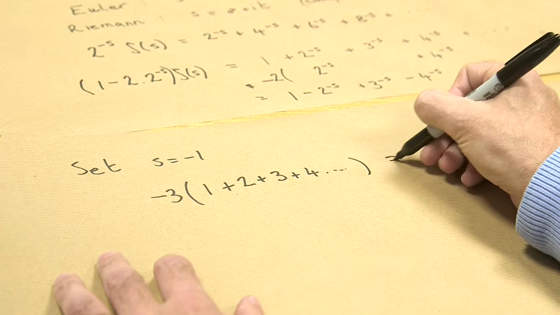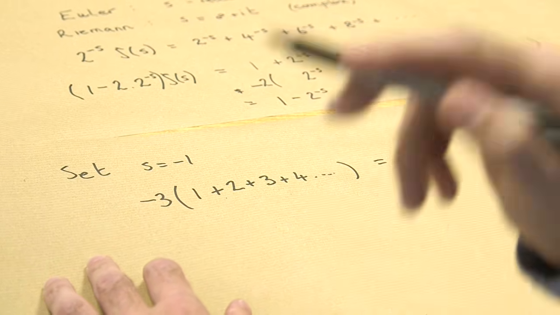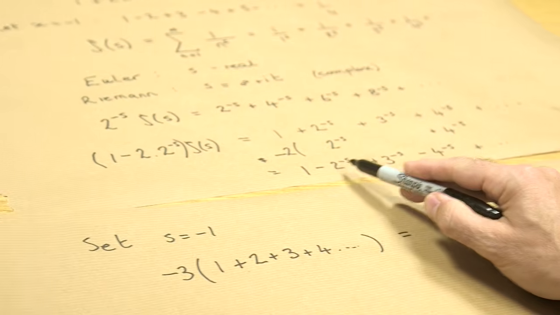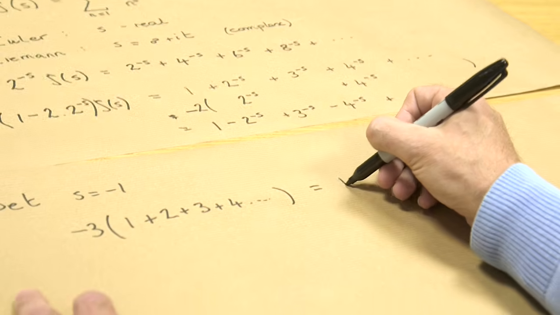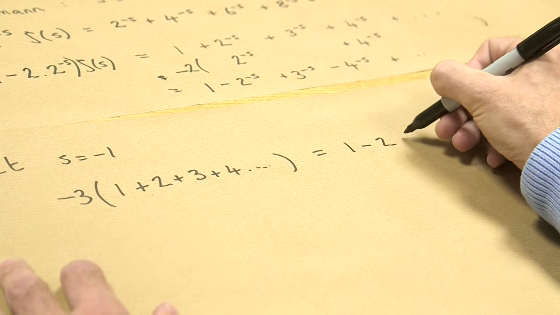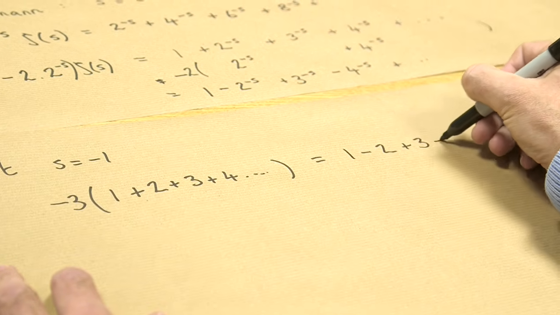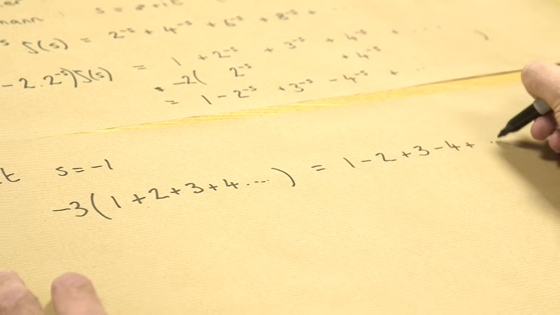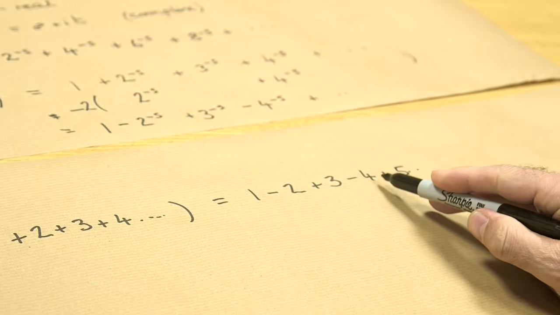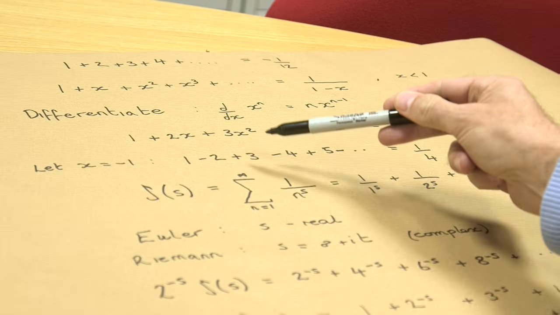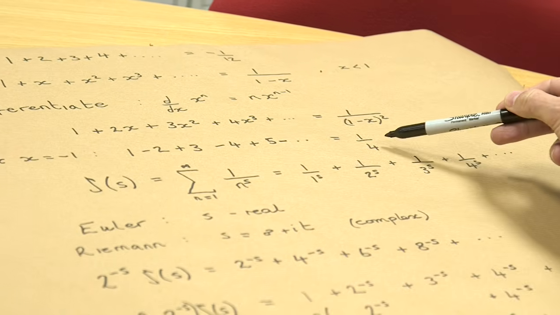Now I've done the left-hand side; on the right-hand side I do the same. I set s equal to minus 1, and what I've got here is 1 minus 2 plus 3 minus 4 plus 5, etc. But he's already shown what that is. If we look here, we've already seen that 1 minus 2 plus 3 minus 4 plus 5 is a quarter.